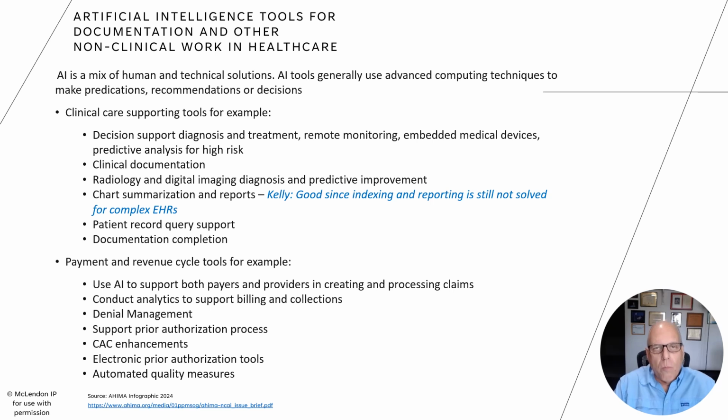And the more data you have, the harder it is to organize and understand not only what's within the record, but how it impacts each other. I think AI can help with that. So I think that's a very good line of applications for AI to support. Patient record query support. So just finding patient records, the whole MPI process, I think can be helped with AI. Completing documentation, I think that can also be helped with AI. Now, some examples of payment and revenue cycle tools.